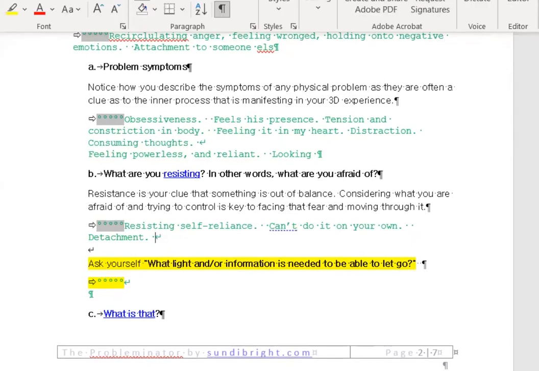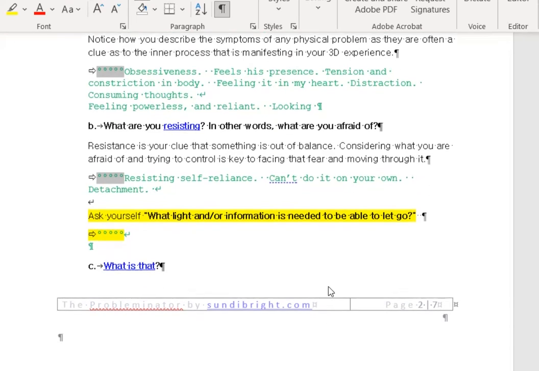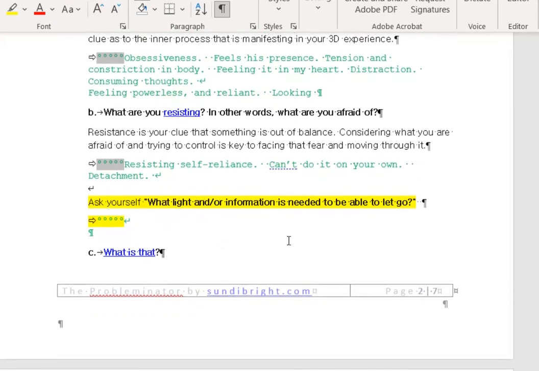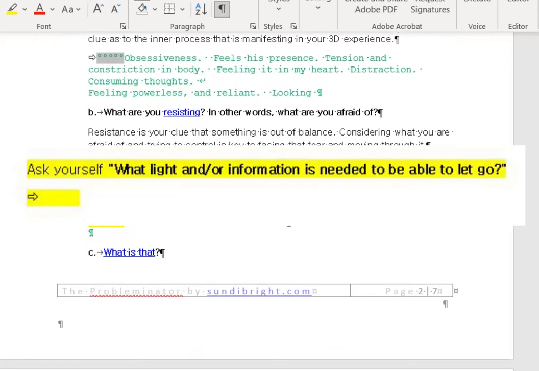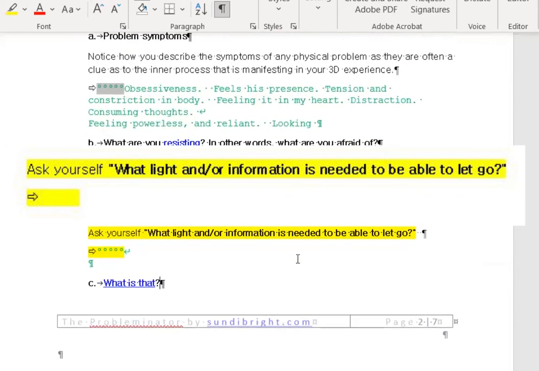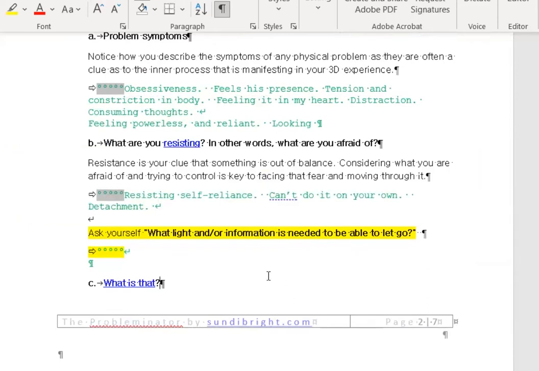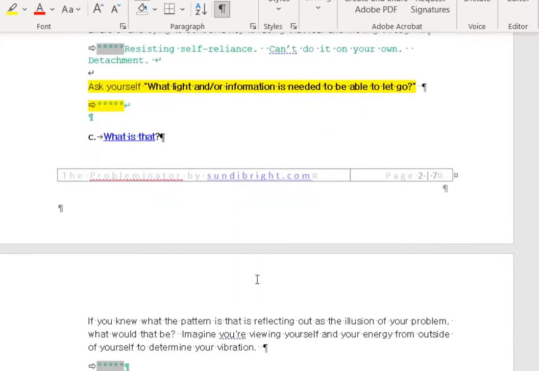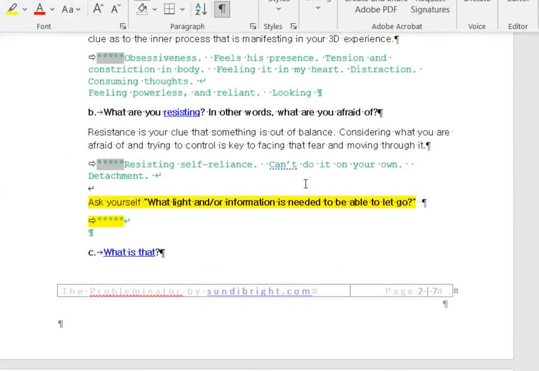So when we get to the section where we look back at what happened and how you can look at stuff, I modified this form a little bit to add this part about asking yourself what light and information is needed to be able to let go. That's one way of asking how you let go. I don't think it's appropriate just yet. I have it highlighted that it could be a time when you ask that question, but because this came from a past trauma, the past trauma initiated all of this fear and feeling of being alone and abandonment. So when we get to the negative emotions, we're going to ask that question.